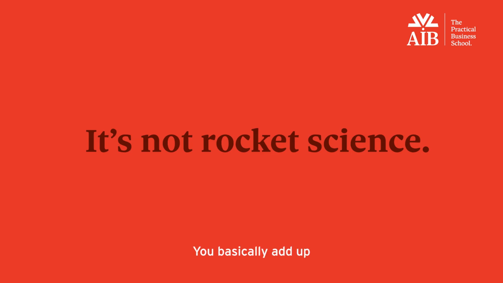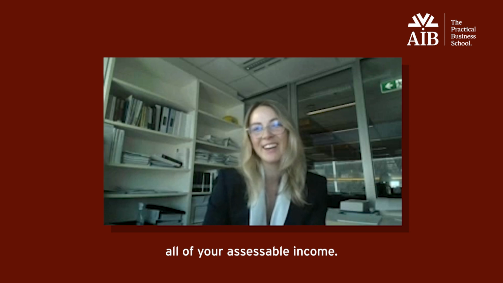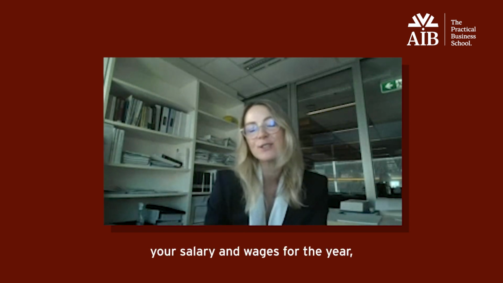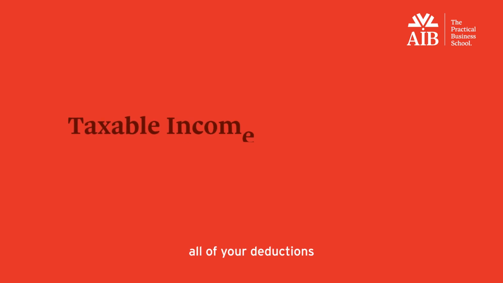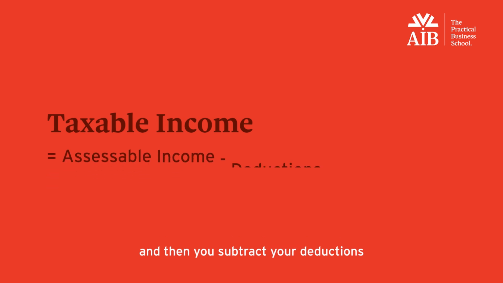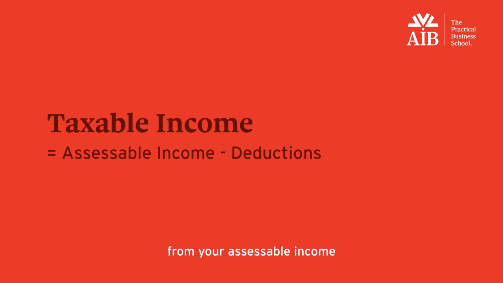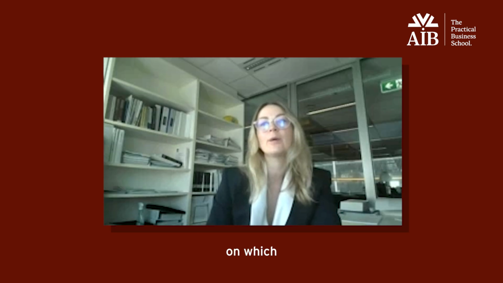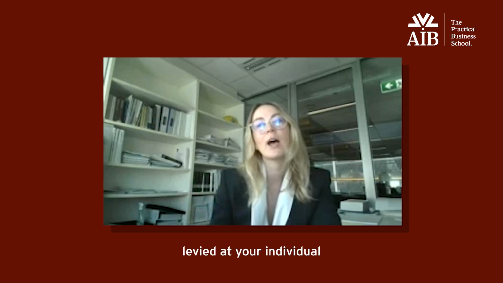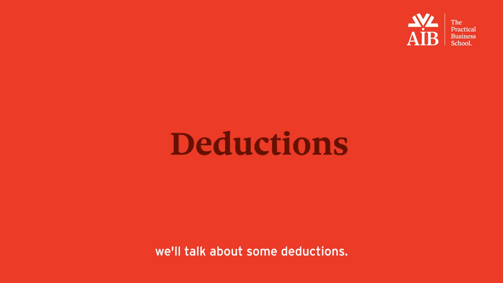It's not rocket science. You basically add up all of your assessable income, so for example, your salary and wages for the year. You add up all of your deductions for the relevant income year, and then you subtract your deductions from your assessable income to result with your taxable income, on which your tax is levied at your individual marginal tax rates. But today we'll talk about some deductions.